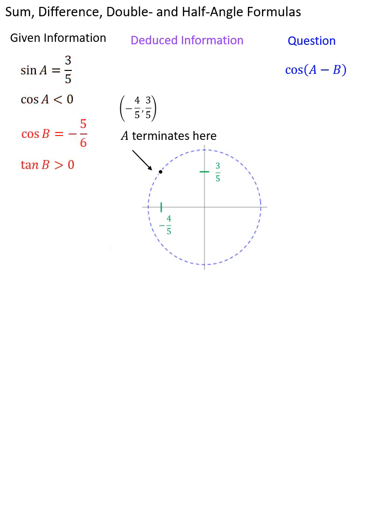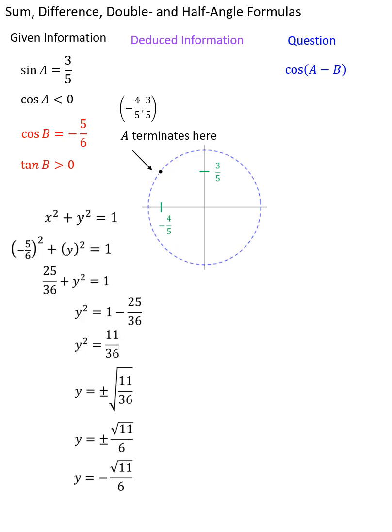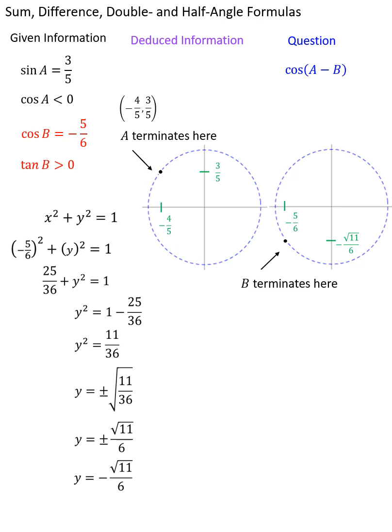We could now do the same logic as we did in video 3 to determine the terminal point of angle B. You may recall in video 3 that we plugged in -5/6 for the x coordinate into the unit circle equation, solved for y, and through a process of deductive reasoning, concluded that B has to terminate here. And that point we also found.